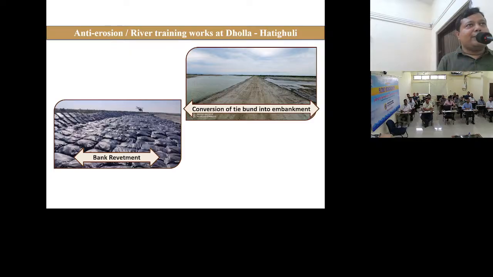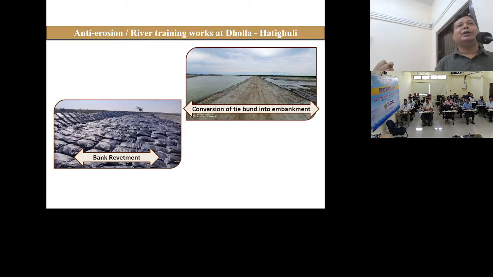That particular area may be safe, but you will get some problem in other areas because the water still has the power to destroy your bank. At some point, what is bank erosion? Bank erosion is nothing but the power of soil and water.